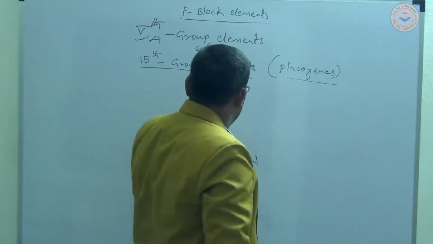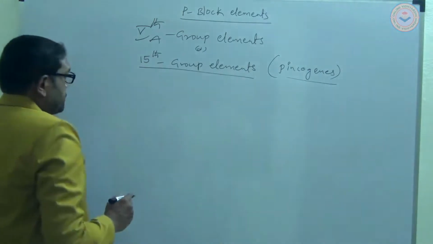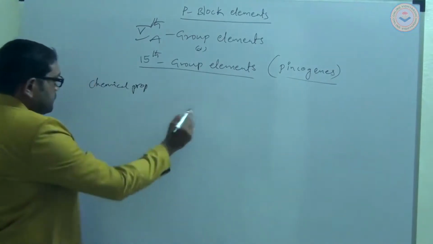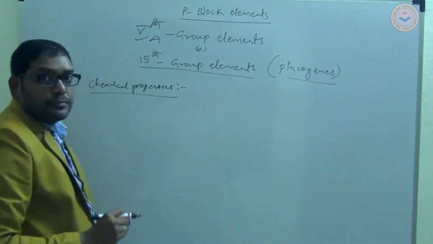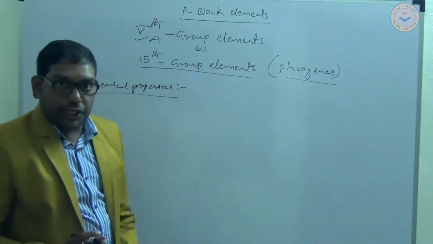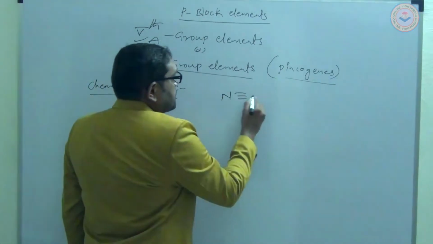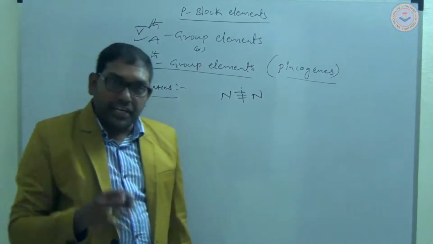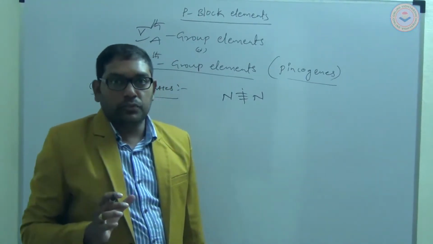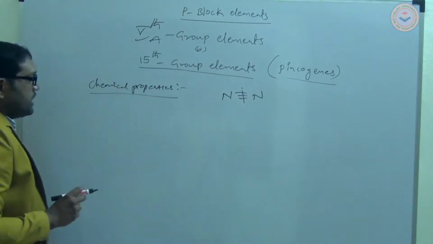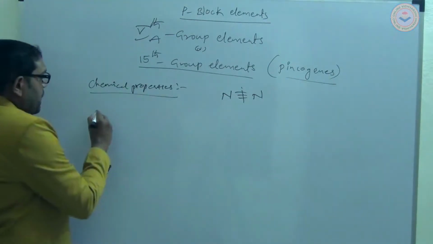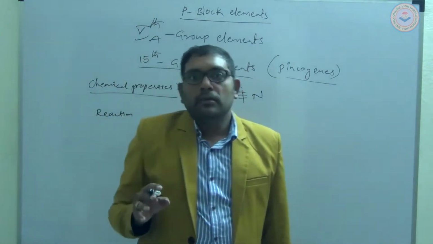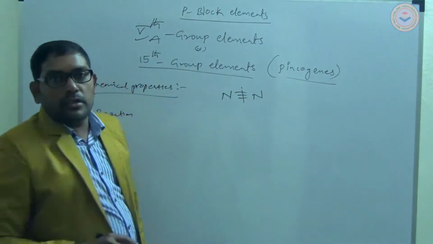In chemical properties, nitrogen gas is less reactive due to the stable triple bond between nitrogen and nitrogen. To break the nitrogen triple bond requires a large amount of energy, so it is chemically less reactive. In the chemical properties, first is reaction with metals and non-metals.